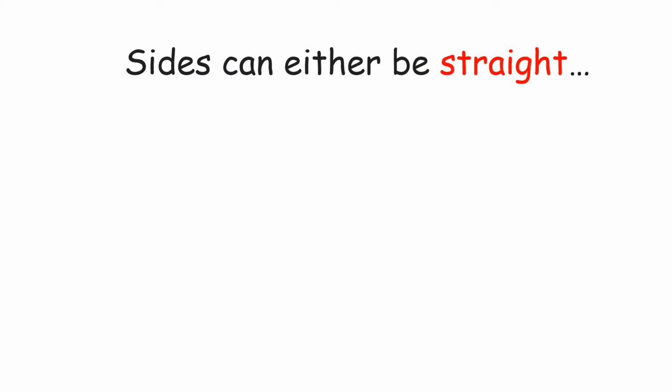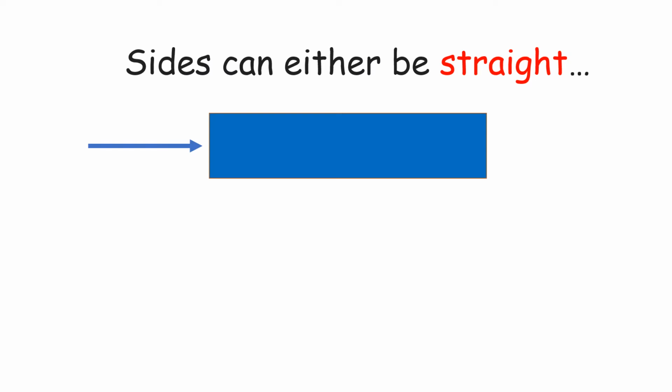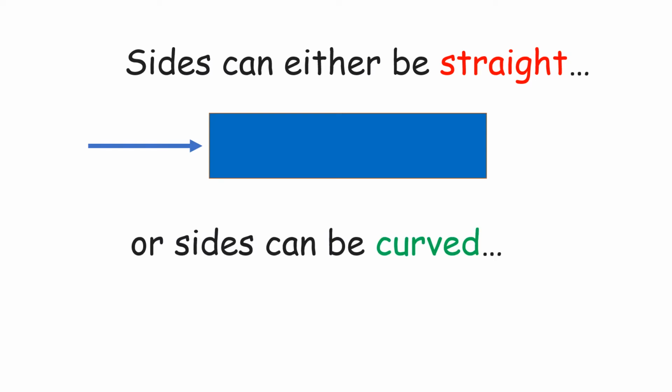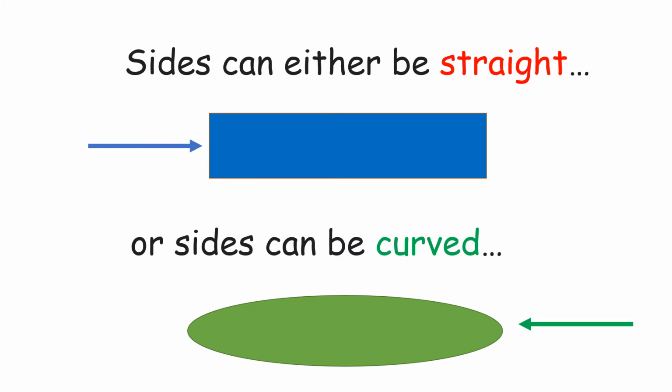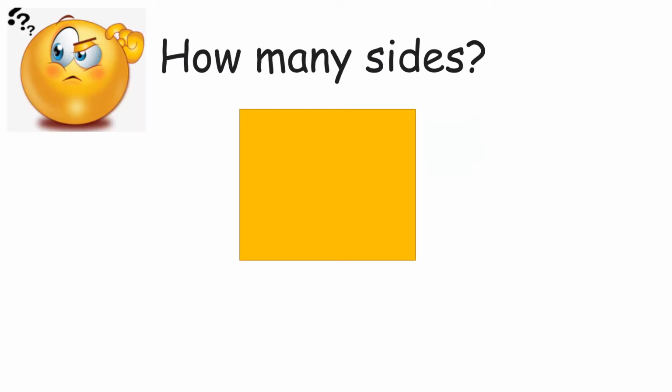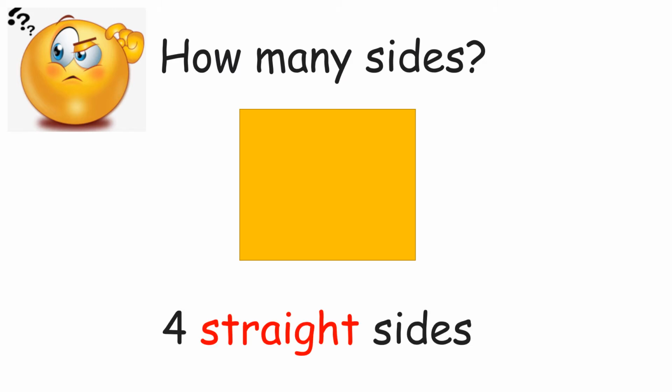Sides can either be straight, just like in the rectangle, we can see each of those sides is a straight side, or sides can be curved, just like on this oval. It doesn't have straight sides, it has one curved side. What is this shape called? How many sides does it have? Great, 4 straight sides on this square.